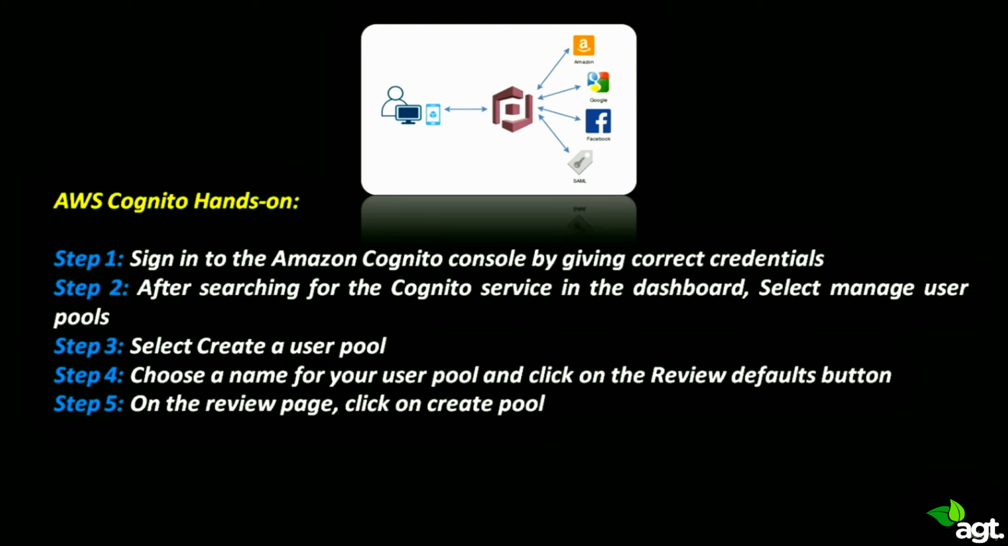So AWS Cognito hands-on. Step one is signing in to the Amazon Cognito console by giving correct credentials. Step two, after searching for the Cognito service in the dashboard, select manage user pools. Step three, select create a user pool. Step four, choose a name for your user pool and click on the review defaults button. Step five, on the review page, click on create pool. Then a message will appear confirming the user pool is created.